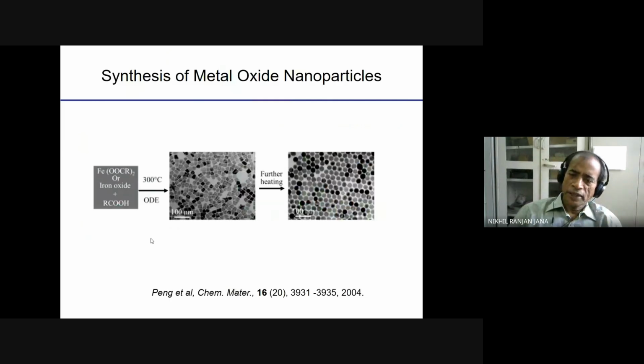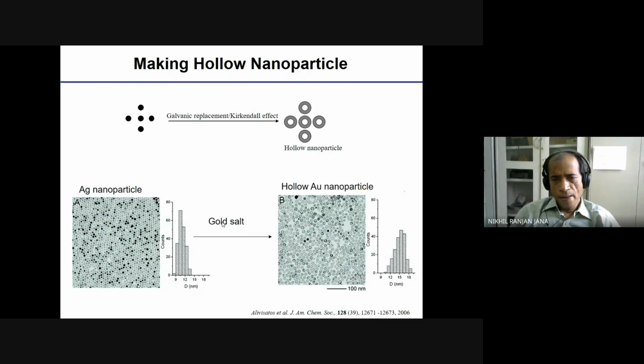Iron oxide, the magnetic nanoparticles. Again, you start with an iron salt, then heat at 300 degrees, and during the heating process, you generate iron oxide particles starting from your iron oleate, a long chain fatty acid salt of iron, converted into iron oxides. Depending on the heating temperature and capping agents, you get different sizes. In some selected cases, you can make very narrow hollow particles. Hollow particles can be synthesized.